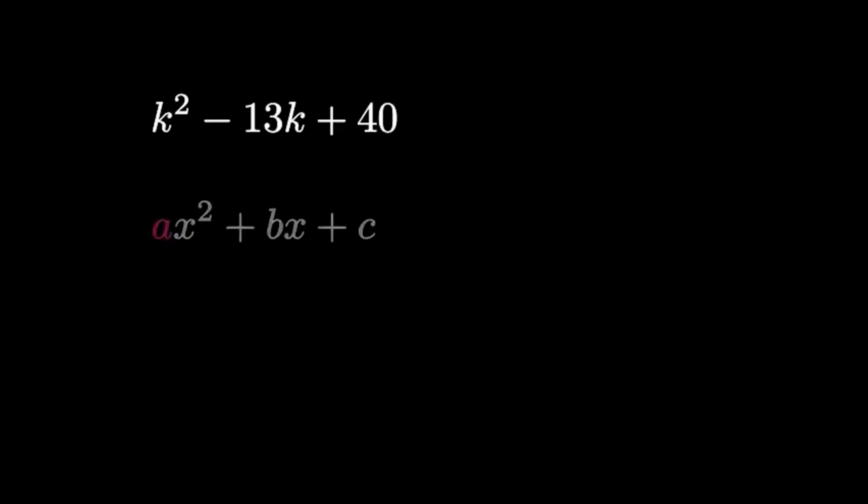Okay, so we're going to factor this trinomial right here. We have k squared minus 13k plus 40. Now, when they say factor, they mean break it down. But I want you to memorize this formula. Not memorize it, but just keep this in your head.